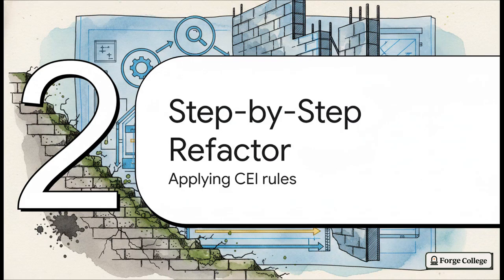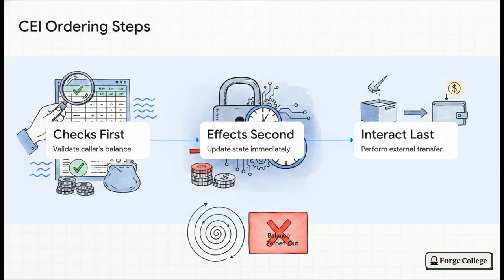Moving into Section 2, the step-by-step refactor, where we apply those strict CEI rules. Okay, here is how we fix it using 3 procedural steps. First up, checks. We absolutely must validate the caller's balance to make sure they actually have the funds. Second, effects. We update the state immediately. We deduct their balance before they ever get their hands on the money. And third, interactions. We finally perform the external transfer. By updating the state before making any external calls, we brilliantly prevent reentrant loops from ever seeing an old stale balance. If they try to loop back in, boom, their balance is already zeroed out.